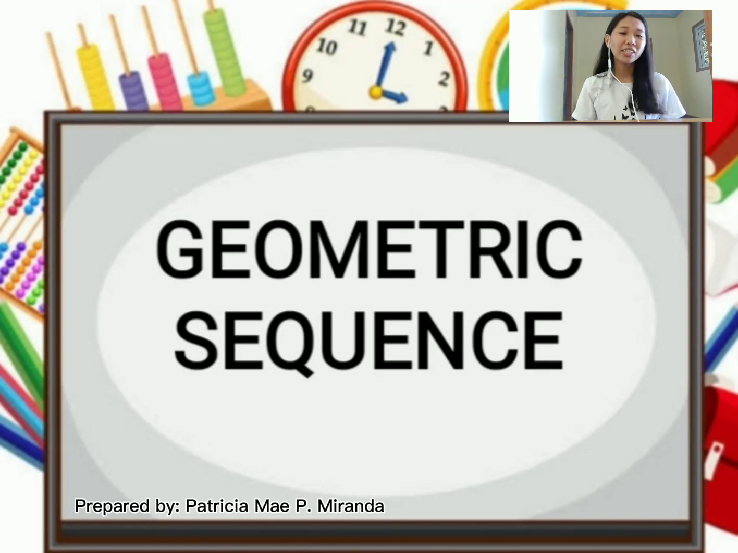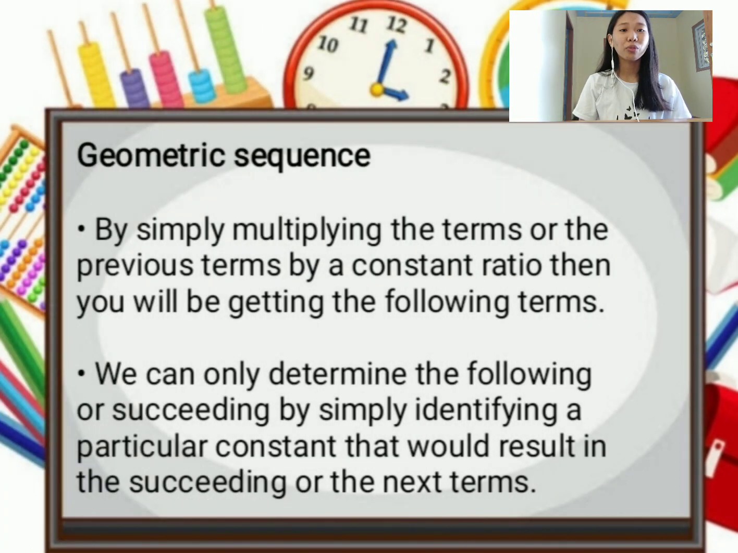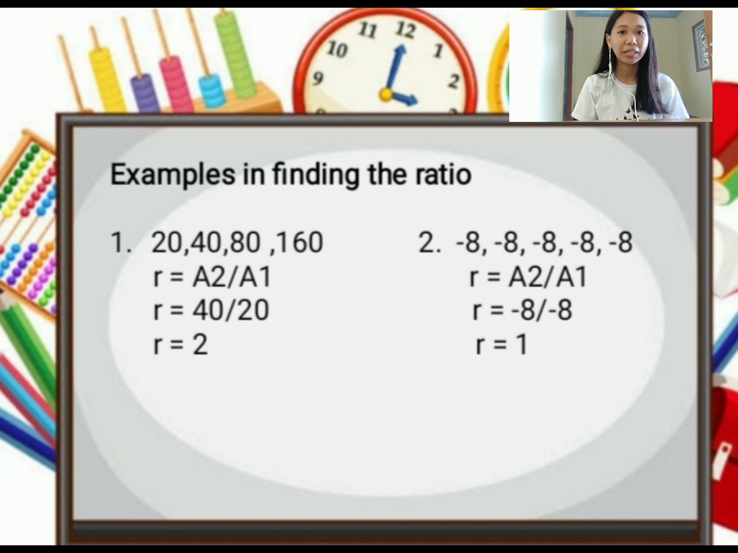Good day everyone. For today's video, we are going to talk about the geometric sequence, and how to solve the geometric sequence. By simply multiplying the previous term by a constant ratio, you will get the following terms. We can only determine the following or succeeding terms by identifying a particular constant that results in the next term.